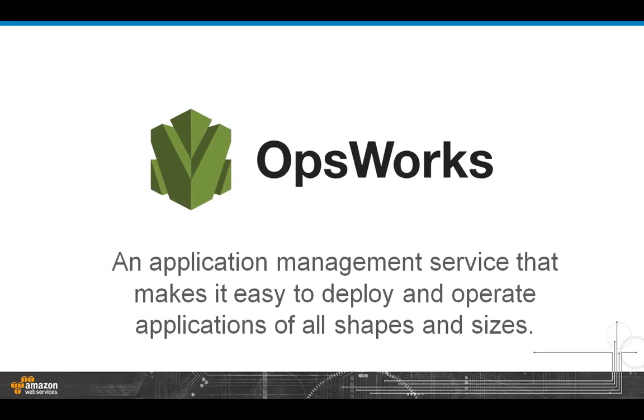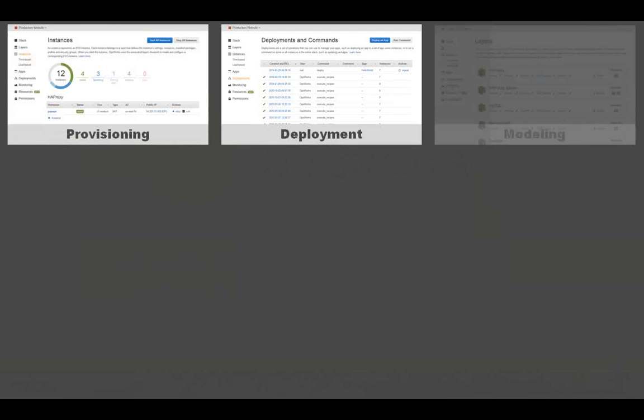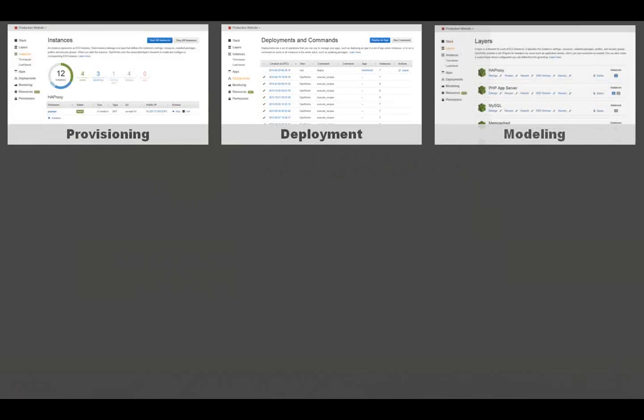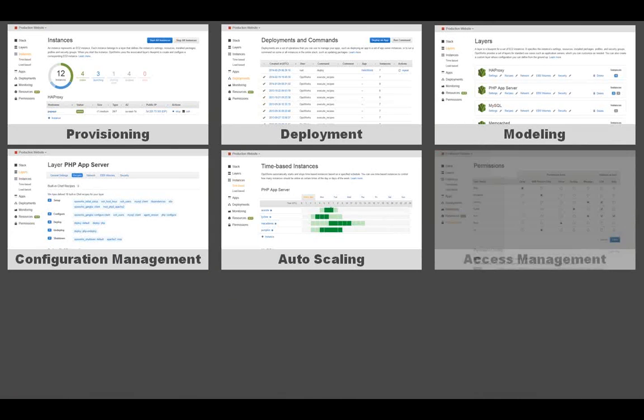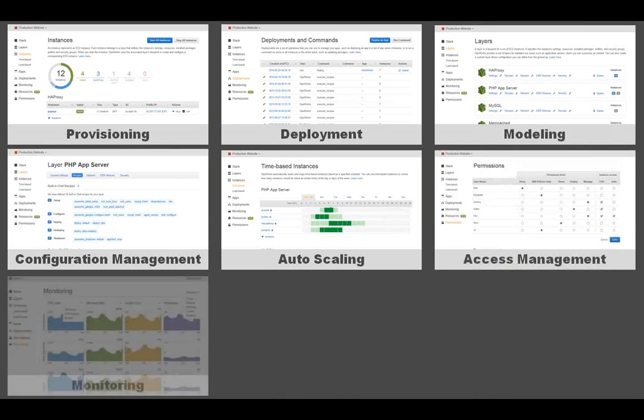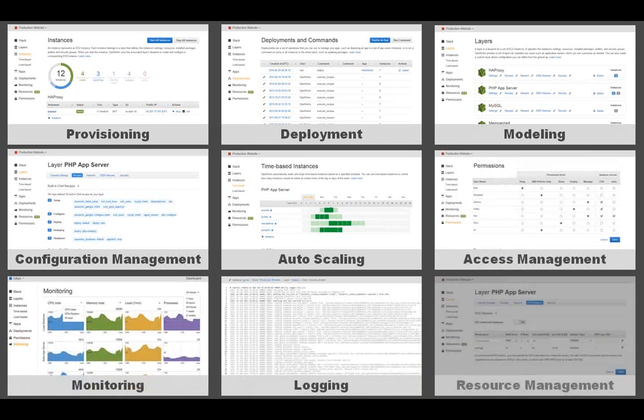So OpsWorks is kind of the other piece of this presentation, and it's an application management service that will help you deploy and operate applications of all shapes and sizes on AWS. So OpsWorks provides a number of features that really help with application management. When we spoke with customers a couple of years ago, we realized that there really weren't many good tools on AWS to deploy and operate fairly sophisticated applications. Customers ended up having to do a lot themselves.